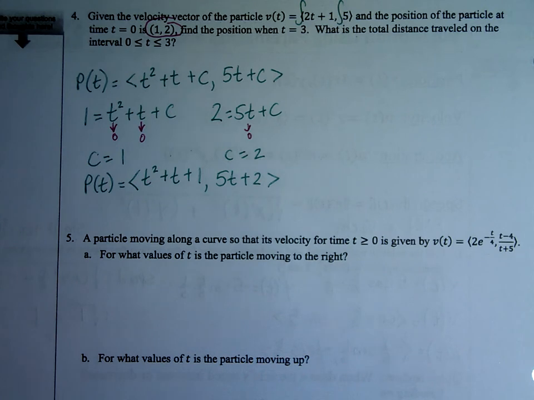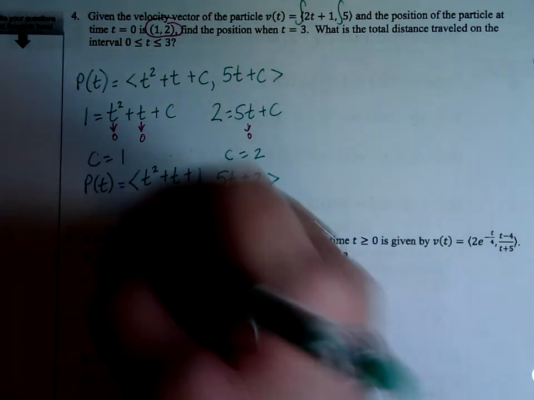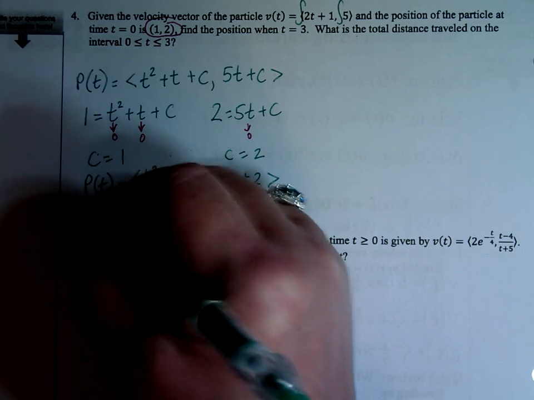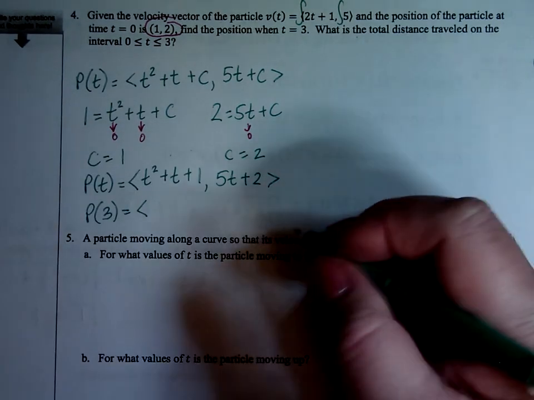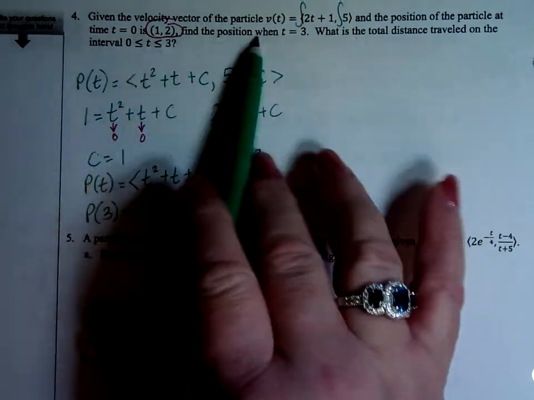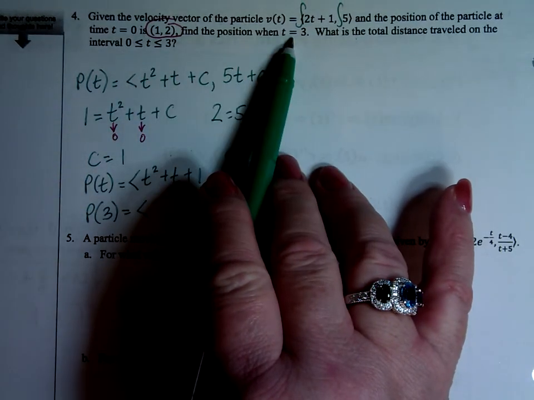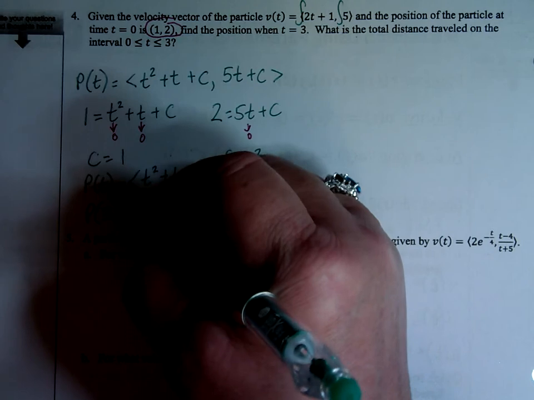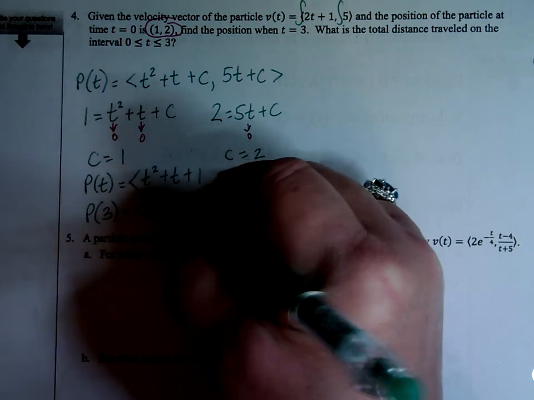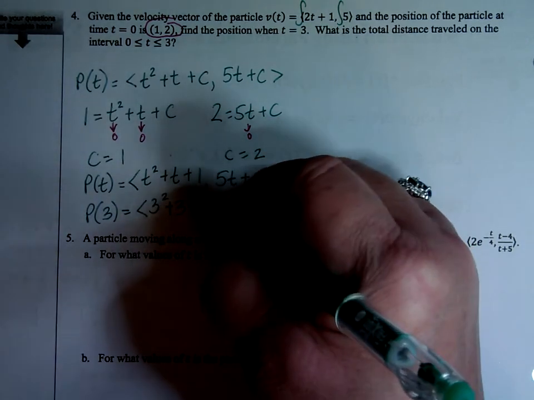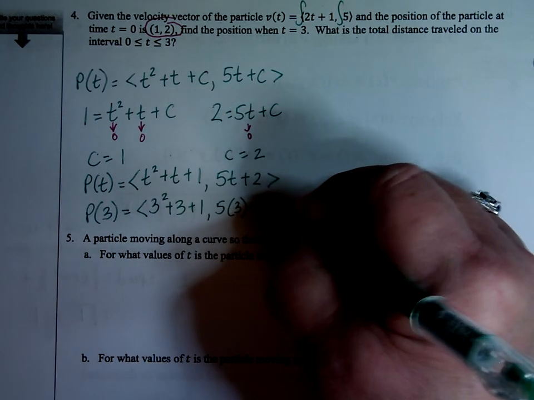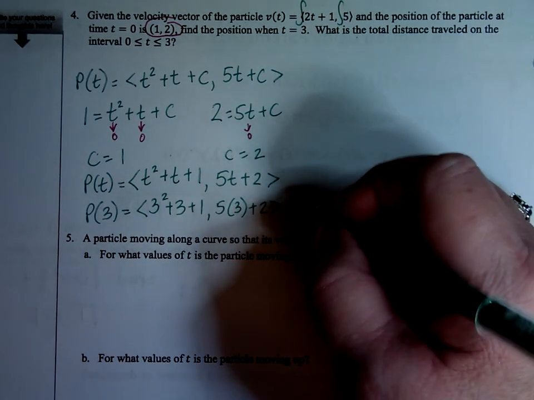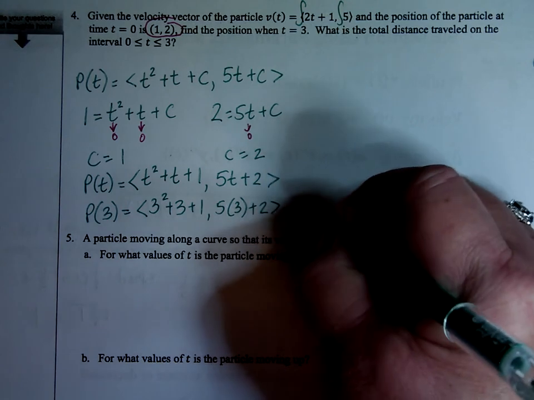Now it says find the position when t is 3, and you're like, okay, well that's easy. All I have to do is plug it in. So here's what it's going to be. You're going to plug 3 in for your t's. 3 squared plus 3 plus 1, 5 times 3 plus 2, and that gives me the vector of 13, 17.